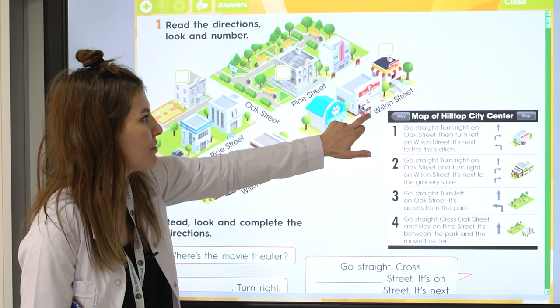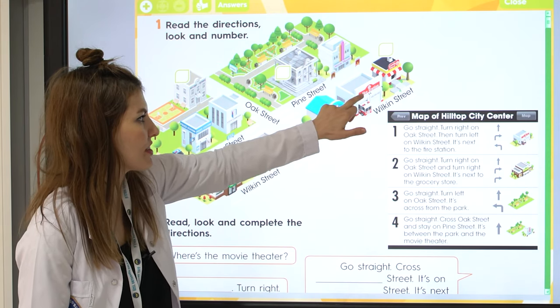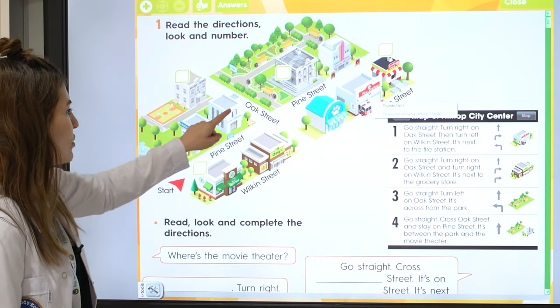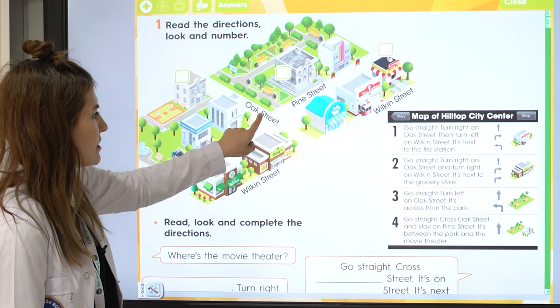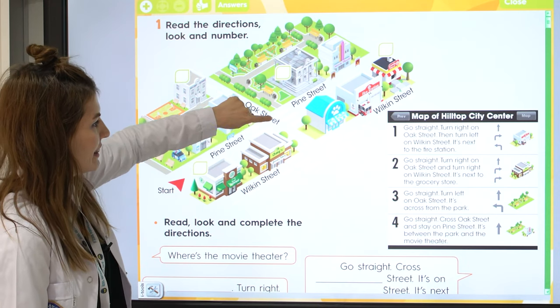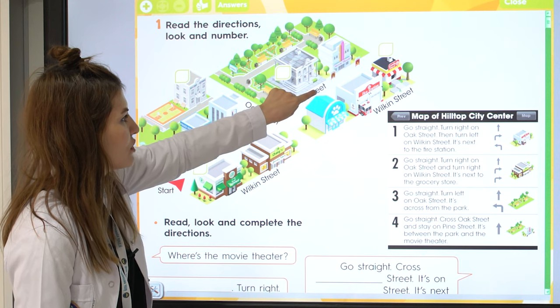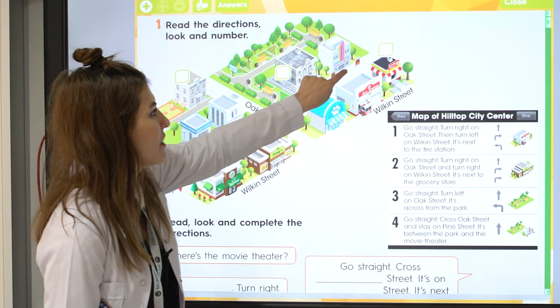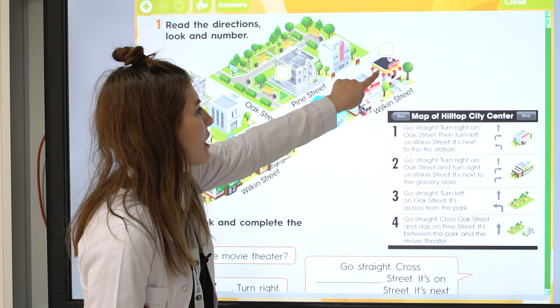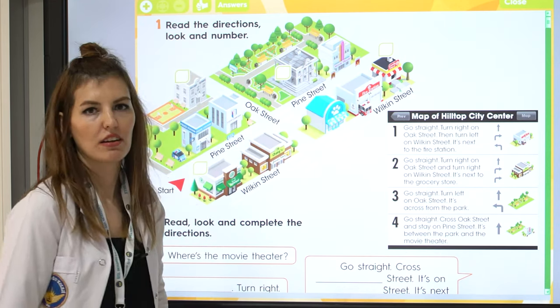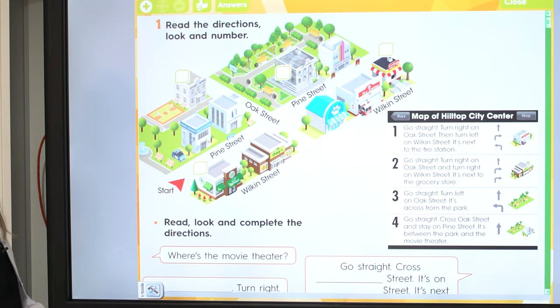I am in front of the fire station. Do it again. I am on Oak Street. Turn left, then turn right here. I am behind the candy store. You can speak with your family with these directions.